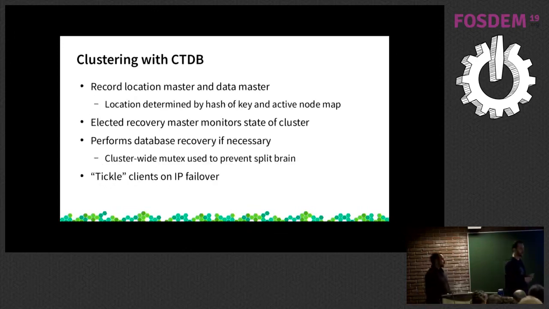Placement within the CTDB database is computed based on a hash of the key, so we can find out from that the master, or a node which knows the location of that record. From that location master we have another level of indirection to find out where it's actually placed, so you can move records around the cluster to where they're needed.